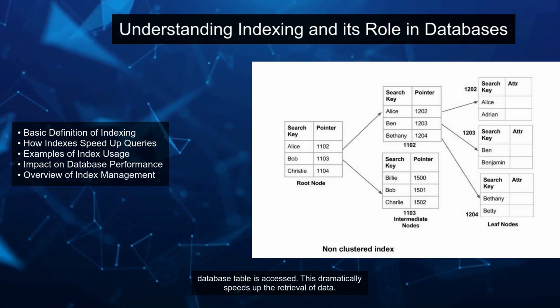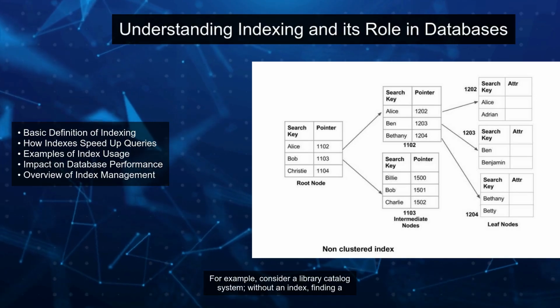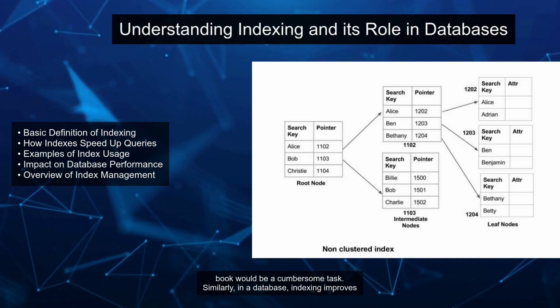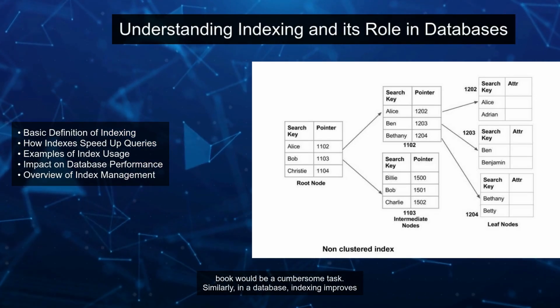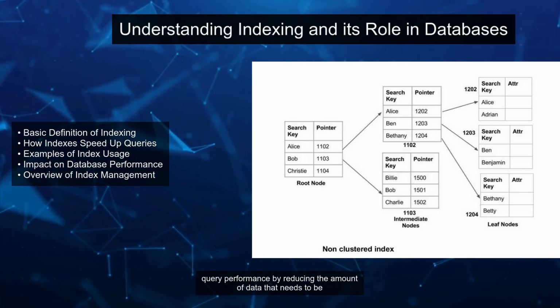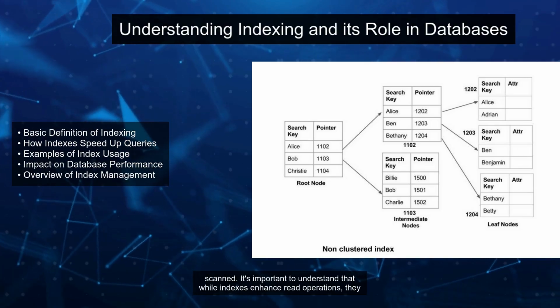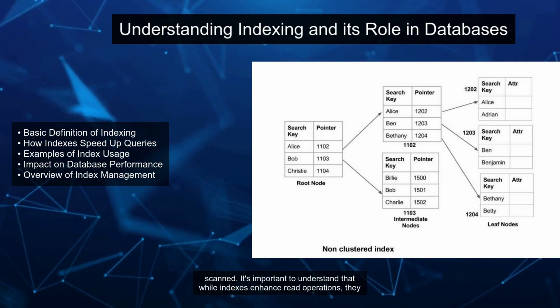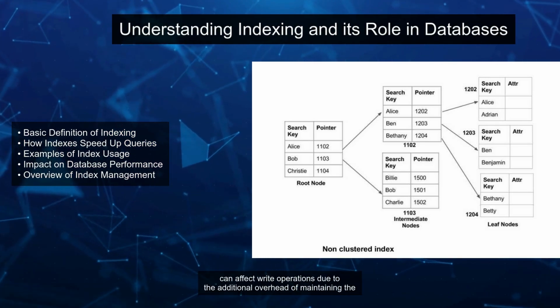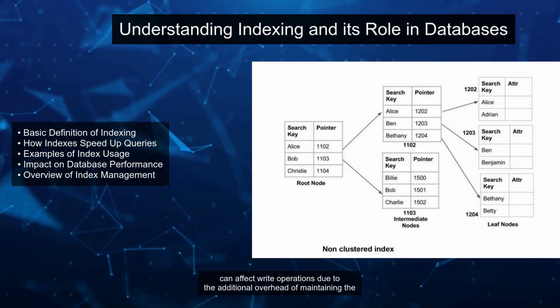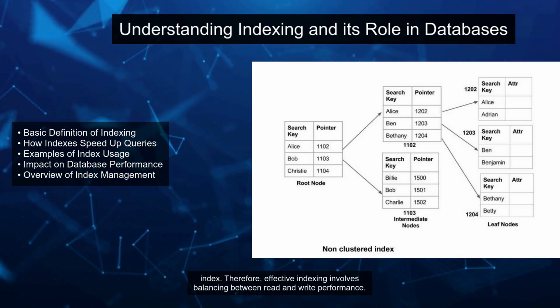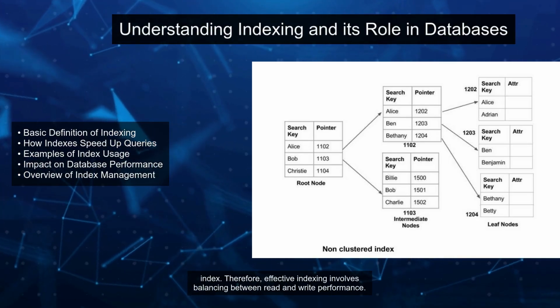For example, consider a library catalog system. Without an index, finding a book would be a cumbersome task. Similarly, in a database, indexing improves query performance by reducing the amount of data that needs to be scanned. It's important to understand that while indexes enhance read operations, they can affect write operations due to the additional overhead of maintaining the index. Therefore, effective indexing involves balancing between read and write performance.